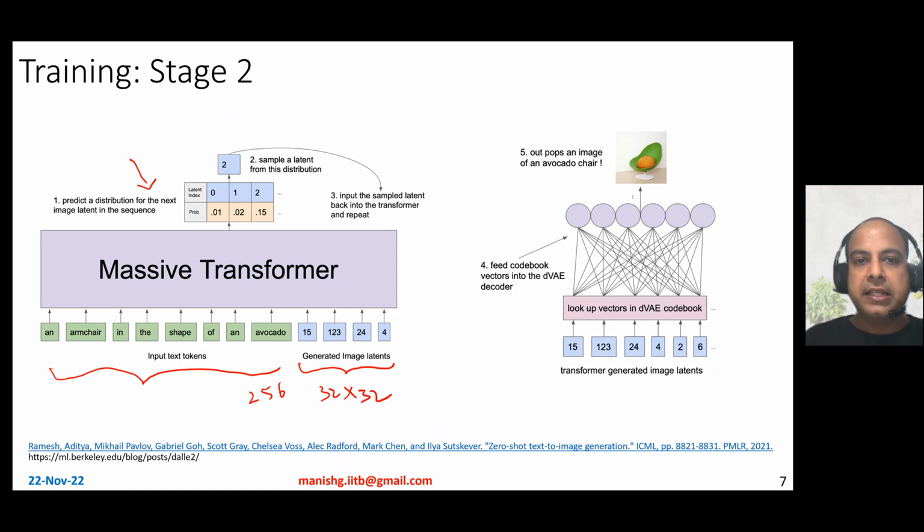And then once you have this distribution, you sample a latent from this distribution, and this sample is input back into the transformer and repeat. So essentially you take the sample as input and then repeat. Of course, there could be teacher forcing as well at train time, but at test time you sample the latent from the distribution and feed the sample to the next position in the transformer.